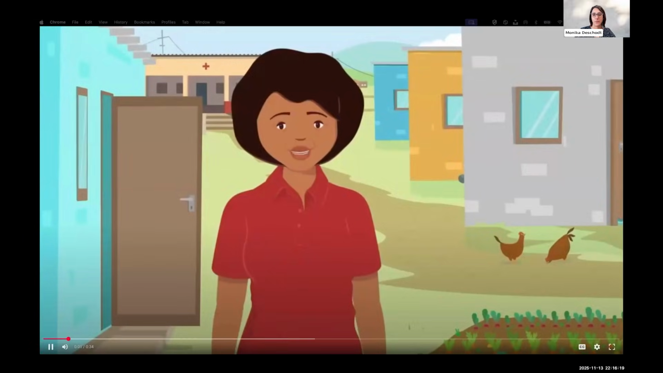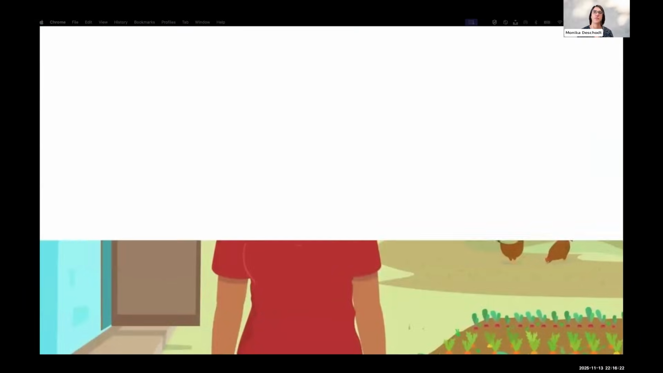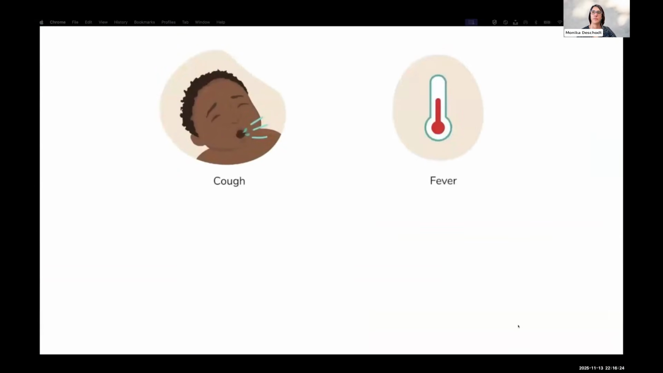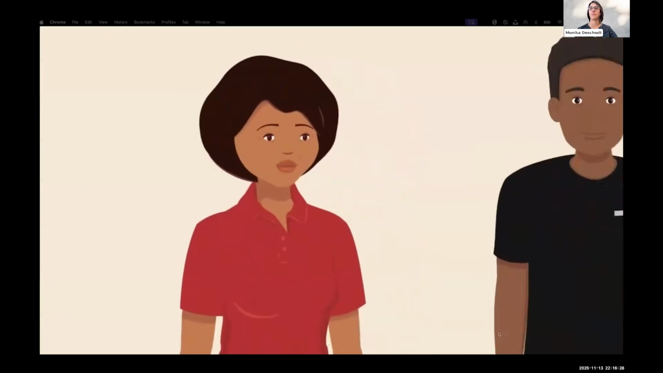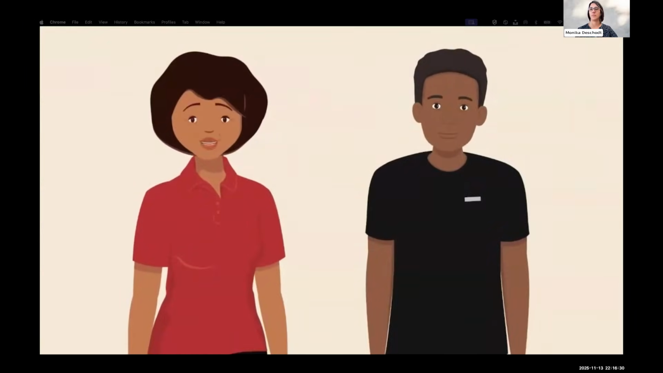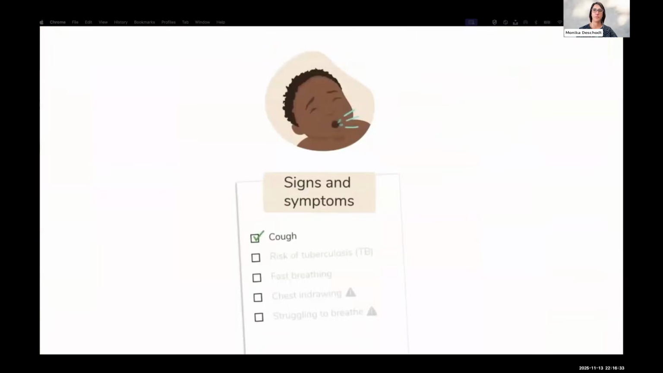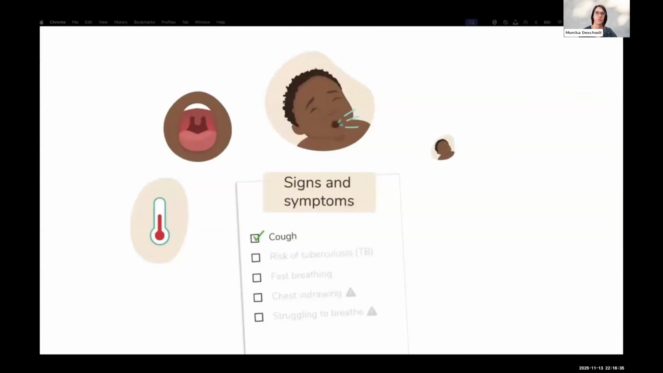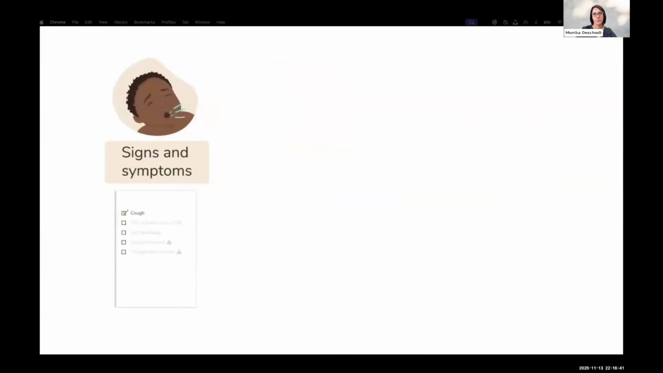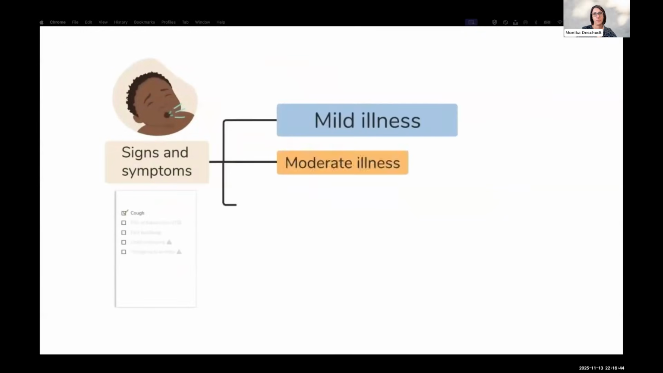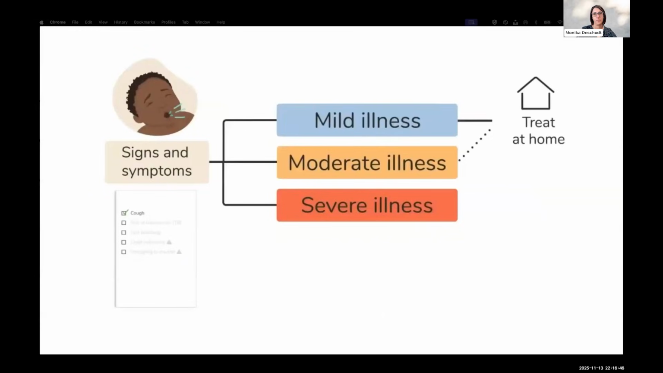As a community health worker, you may see children with a cough, fever, diarrhea, or other symptoms. Join me and my colleague John as we teach you how to identify the early signs and symptoms of common childhood illnesses for children between 2 months and 5 years of age. Learn how to decide if a child can be cared for at home or if the child needs to be referred to a health facility for urgent care.